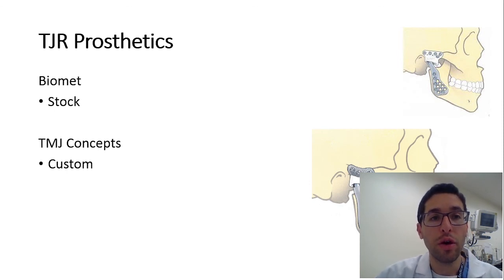All right, we're basically done with the talk. This is part one. In part two, we're going to talk about TMJ replacement and prosthetics, including Biomet, which is a stock, versus TMJ Concepts, which is a custom. And that's it for today. In part two, we'll talk a little bit more about the surgery, including prosthetics and all of the approaches, the incisions, and the important anatomy related to that.